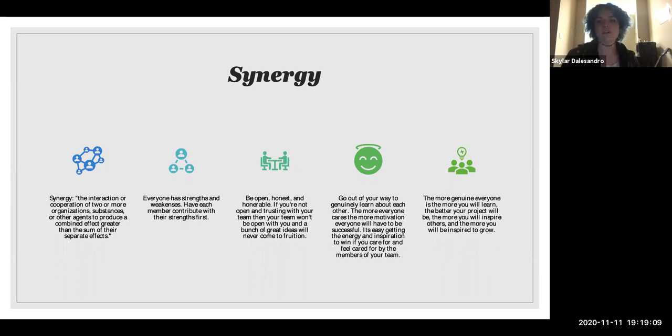It's easy getting the energy and inspiration to win if you care for and feel cared for by the members of your team. Now, this is common sense 101. I'm sure you guys have heard this a zillion times, but so few people actually implement this. So few people go above and beyond. You'll get the standard, but very few people go above and beyond. And if you really want to reap all of the rewards that a genuine business relationship, project relationship has, then you need to put in the work.